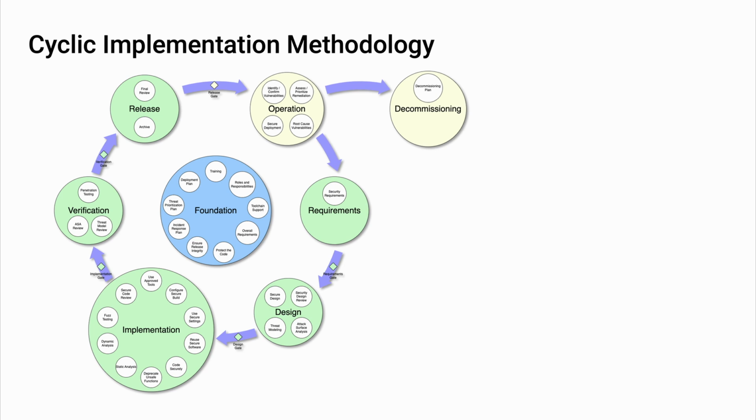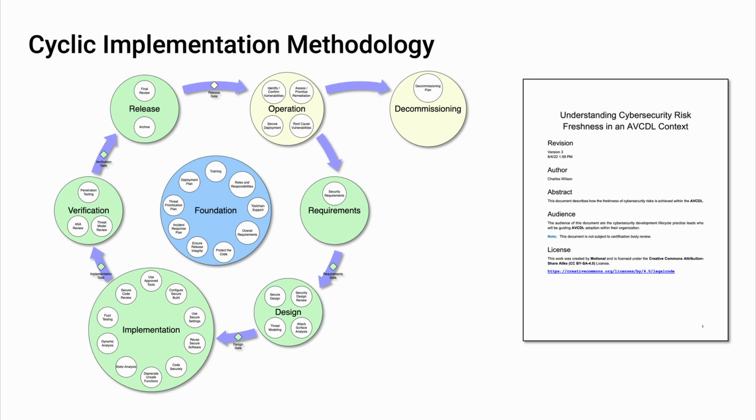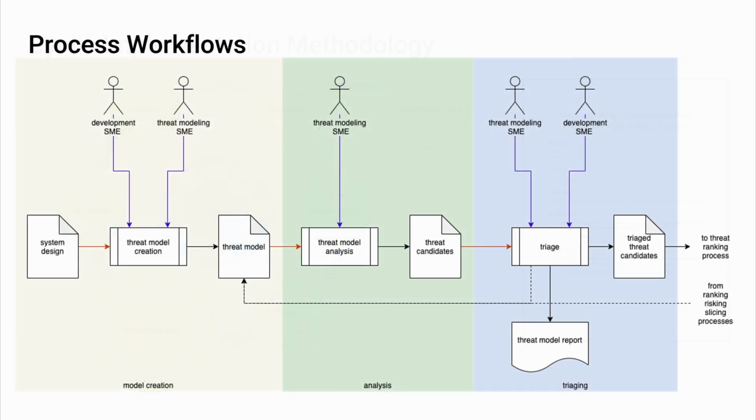The second implementation methodology of note is one which has become a favorite in development, the Cyclic implementation methodology. This methodology has actually been around for quite some time. It's short-cycled and iterative in approach. Two specific realizations of it are spiral and agile. What we see here is how the AVCDL framework could be visualized in such an implementation. There's an elaboration document, Understanding Cybersecurity Risk Freshness in an AVCDL Context, which covers the implications of the Cyclic implementation methodology and the feedback loops that go with it.